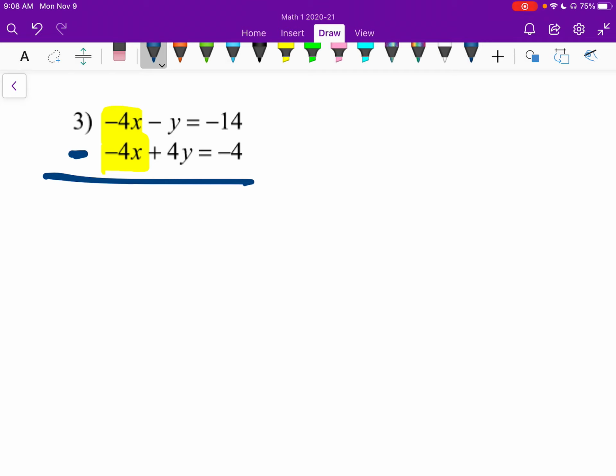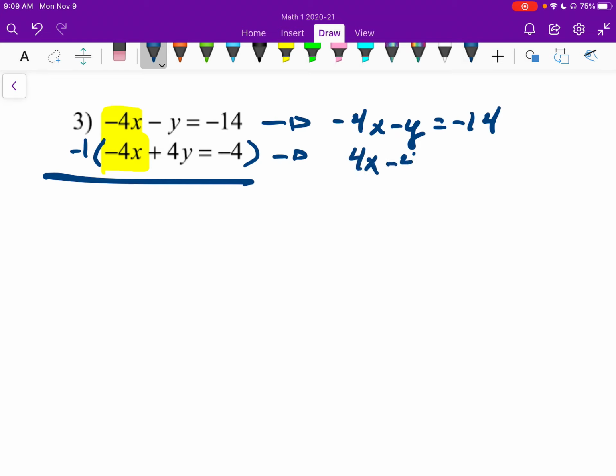One way to write this that might make it slightly easier is if you say, well, really, I'm going to multiply through by a negative 1 here. So I'm going to just rewrite these. The top one stays the same as negative 4x minus y equals negative 14. The bottom one, if I multiplied through by a negative 1, I'd get 4x minus 4y equals 4, right? Everything there swaps signs.